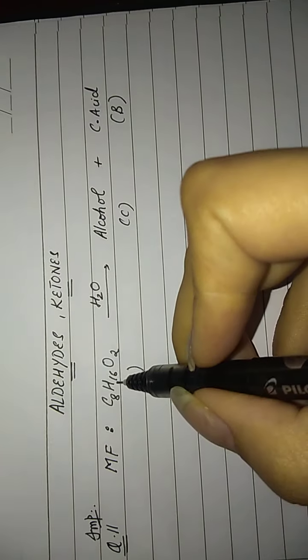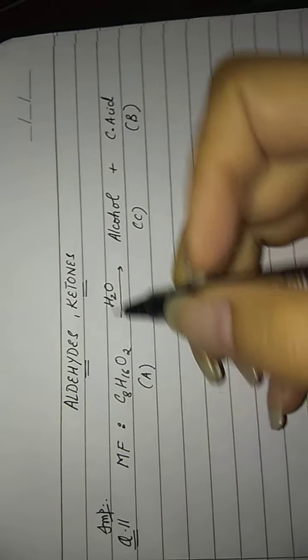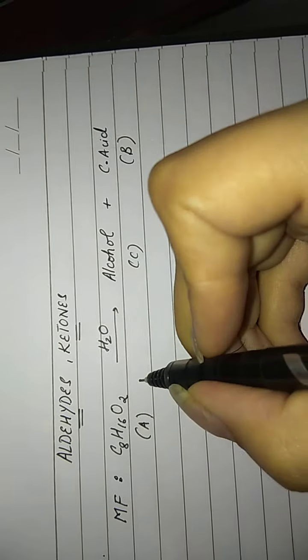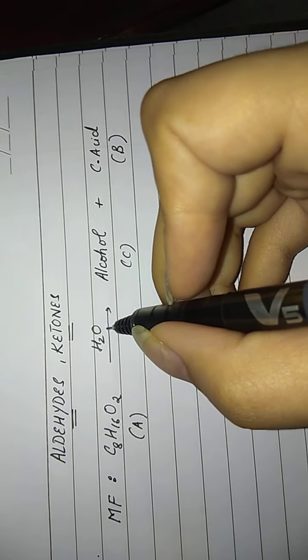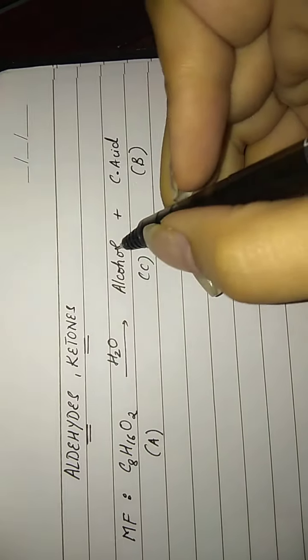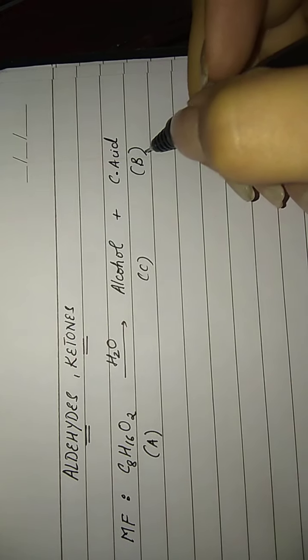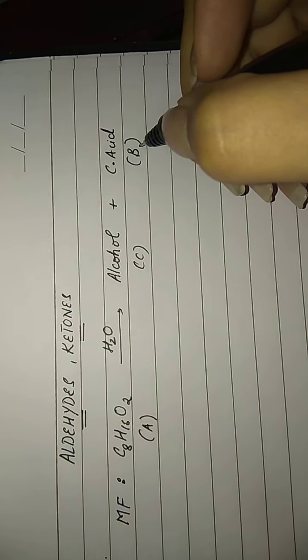which they are labeling as A, with molecular formula C8H16O2. The first information that they provide is that on hydrolysis, on reacting with water, this particular compound splits up into an alcohol and a carboxylic acid. They've labeled the alcohol as C and the carboxylic acid as B.